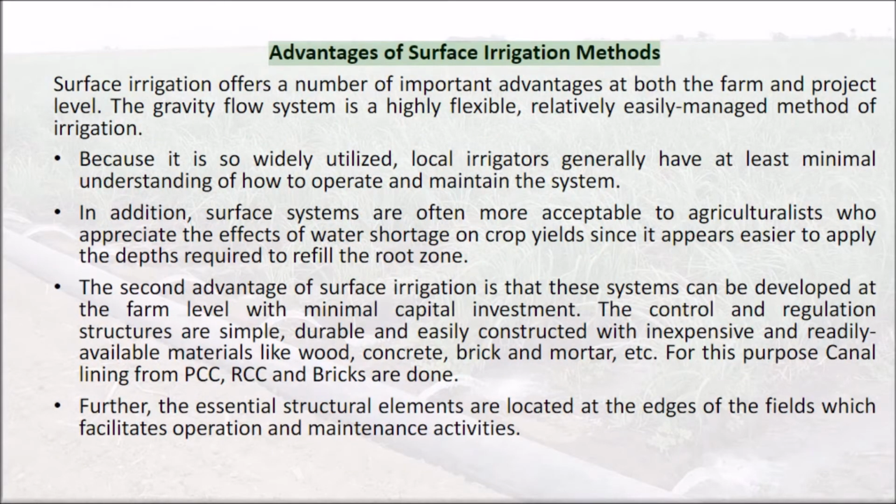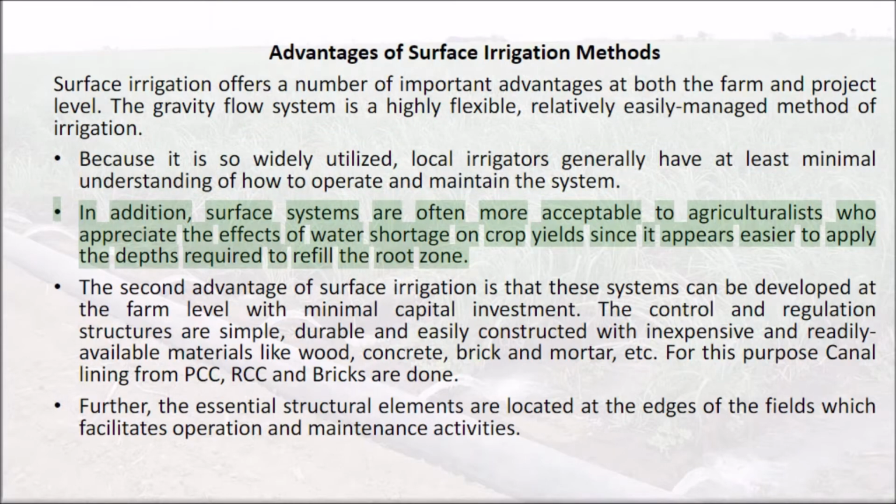Advantages of surface irrigation methods. Surface irrigation offers a number of important advantages at both the farm and project level. The gravity flow system is a highly flexible, relatively easily managed method of irrigation. Because it is so widely utilized, local irrigators generally have at least a minimal understanding of how to operate and maintain the system.